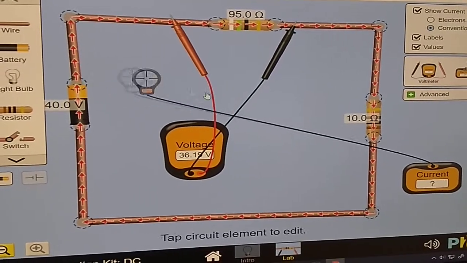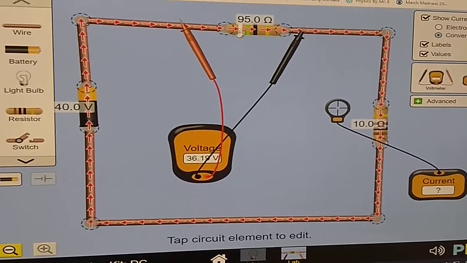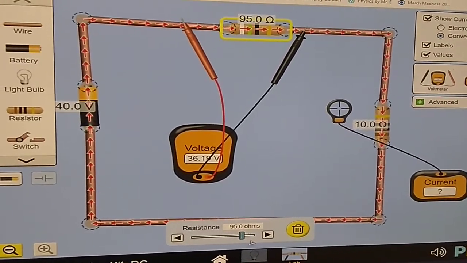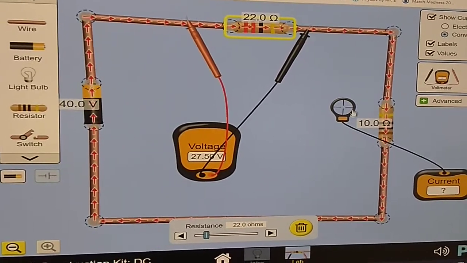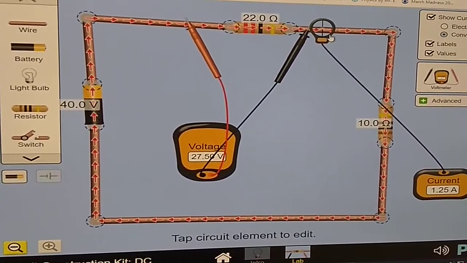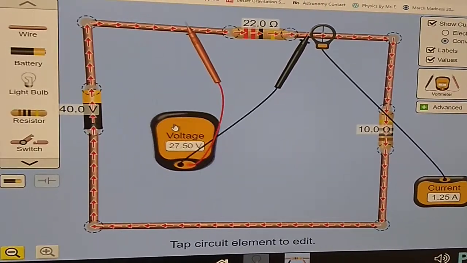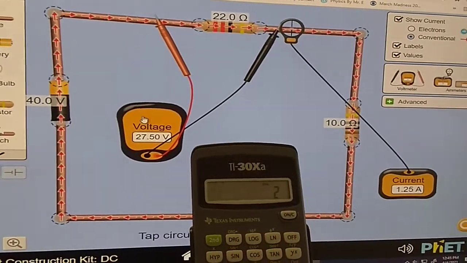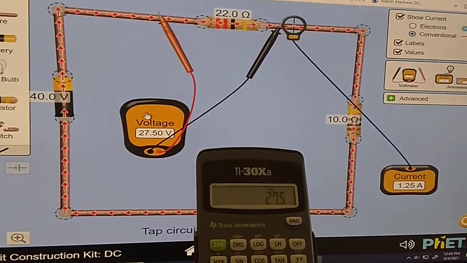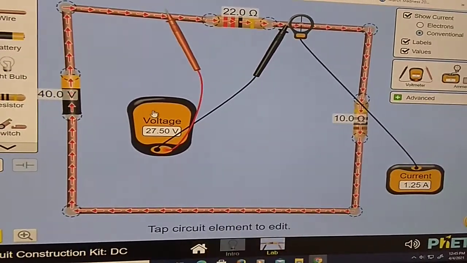That's really important. Let's change the resistance here. Make it 22. Notice that this seems to have changed the current. It's now 1.25. The voltage is, let's see if we can read this, 27.5. So let's do 27.5 divided by a current of 1.25. That gives us our resistance of 22.